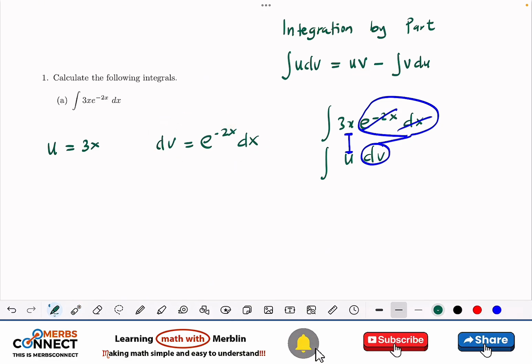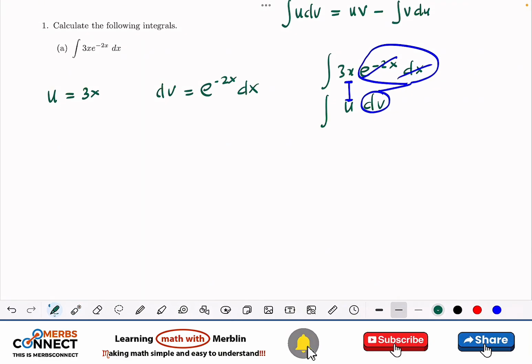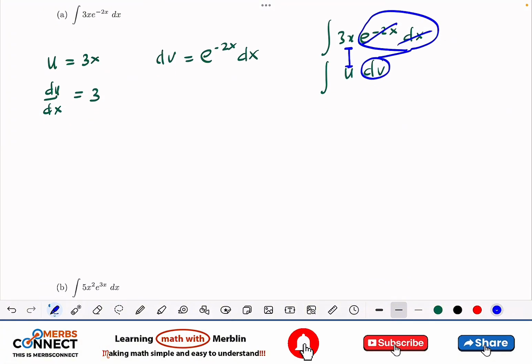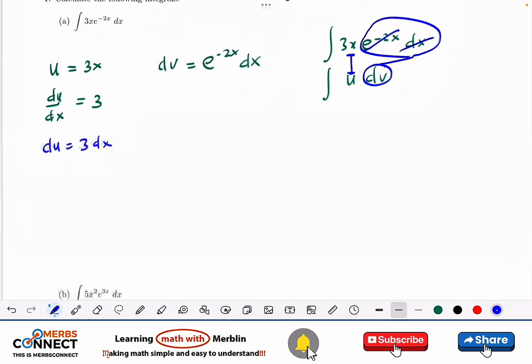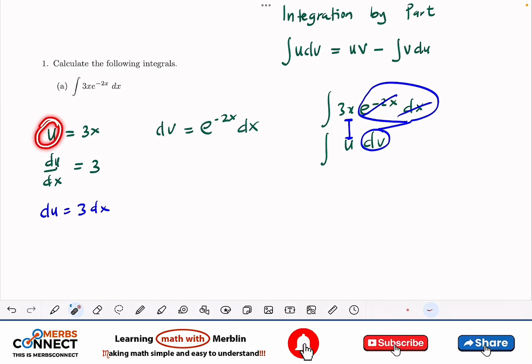So this will help us to find du, and this one too will help us to find v. Now let's go through. Let's differentiate this with respect to x. This is going to give us 3. And guess what? Our du will be equal to 3 dx. So now we know u, we know du, which is very okay because we have u here, we have du here. The only thing left is v. So we can get the v from this.